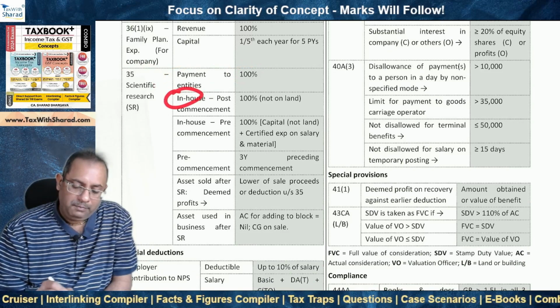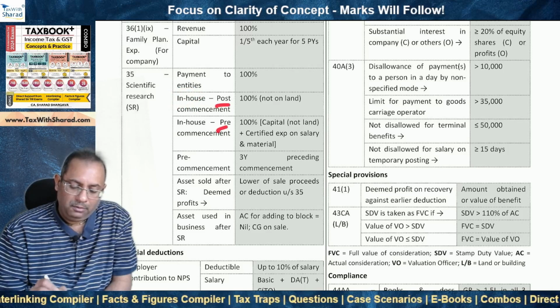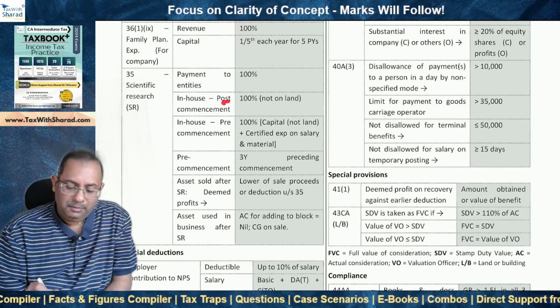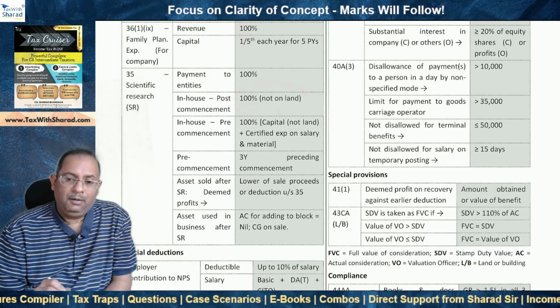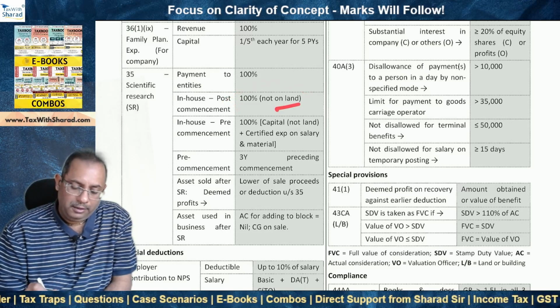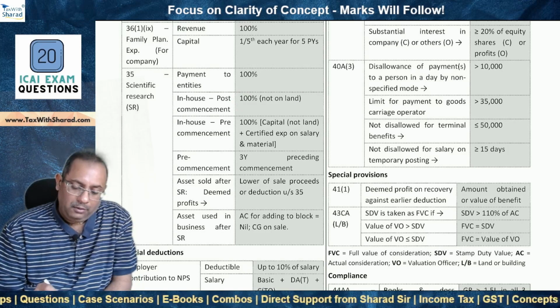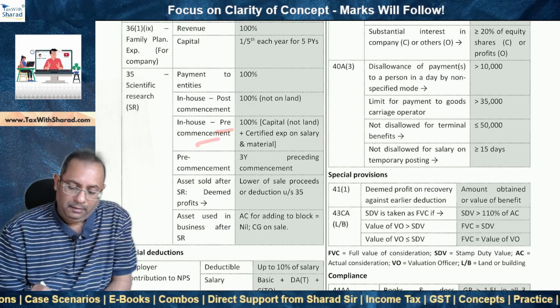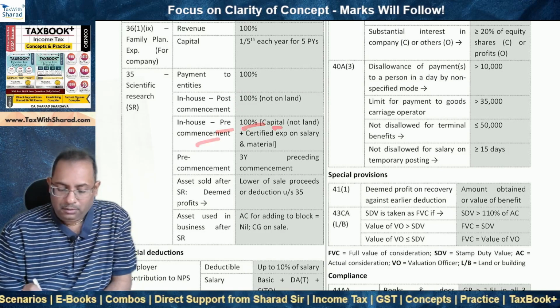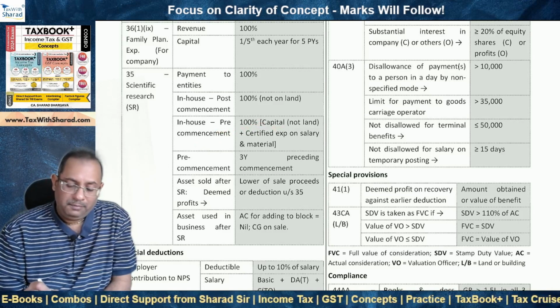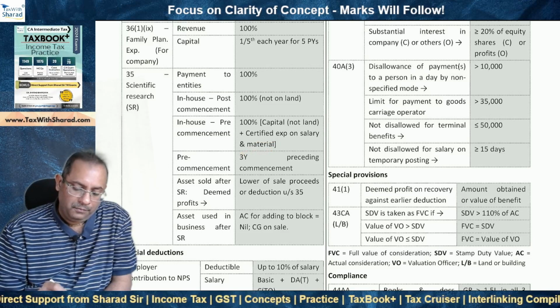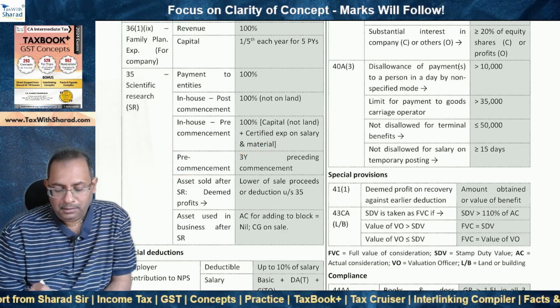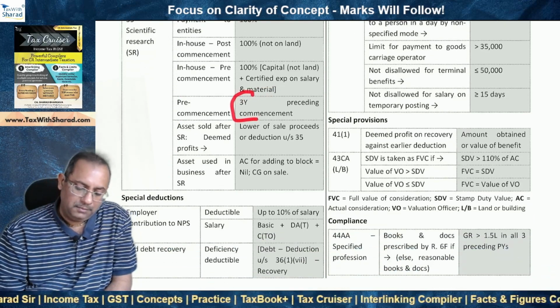In case of in-house expenditure, it depends whether it is post-commencement or pre-commencement. If it is post-commencement, then 100% expenditure, whether capital or revenue, is allowed. It is not allowed in case of land. If in-house expenditure is pre-commencement, then 100% of capital expenditure, not on land, is allowed. As far as revenue expenditure is concerned, only certified expenditure on salary and material is allowed. What is pre-commencement period? It is 3 years preceding the commencement of business.